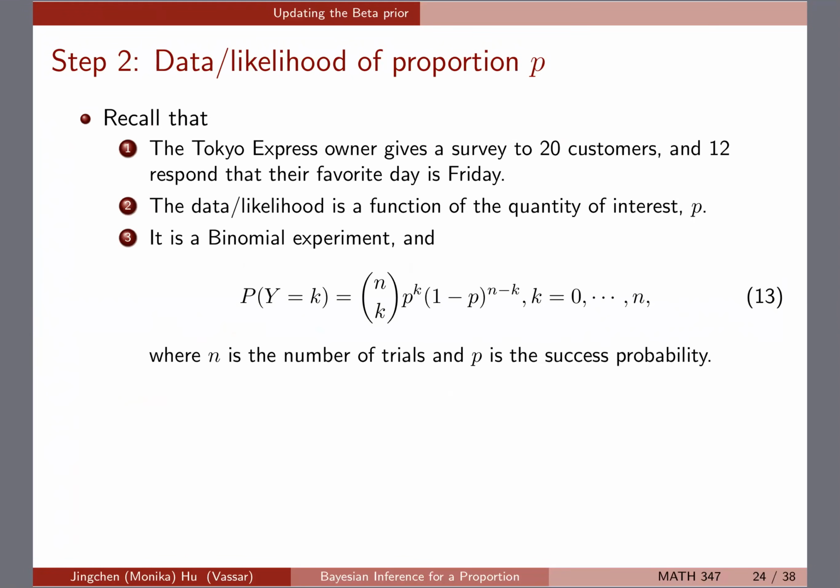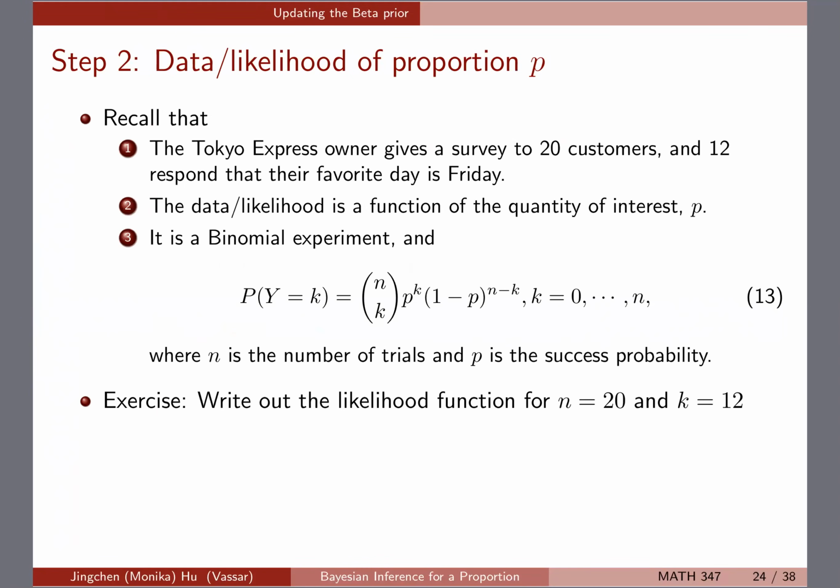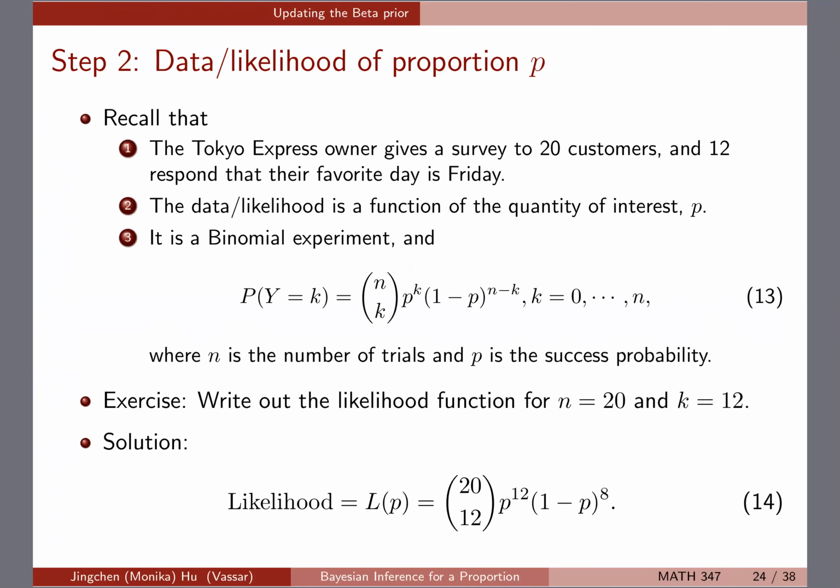Step 2, again, is still a binomial experiment, right? No matter whether you change your prior distribution from a discrete one to a continuous one, the data is the same. And we're using the same data model for it, which is a binomial experiment. So again, the likelihood is really important because it's a function of the unknown parameter. It will help you derive your posterior in a minute. You will see it.